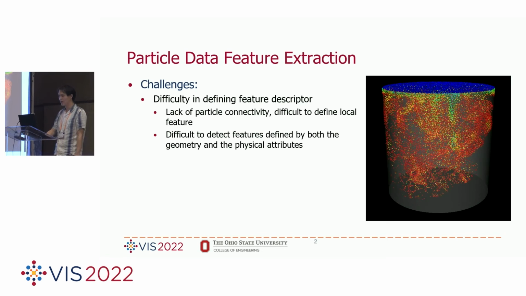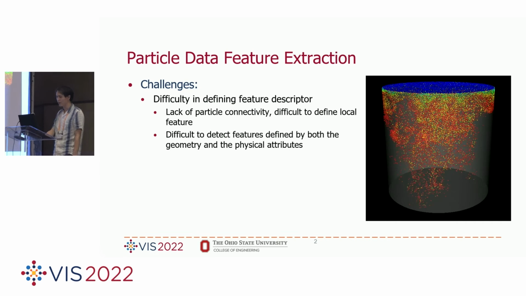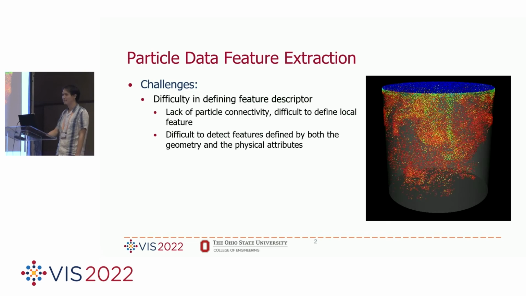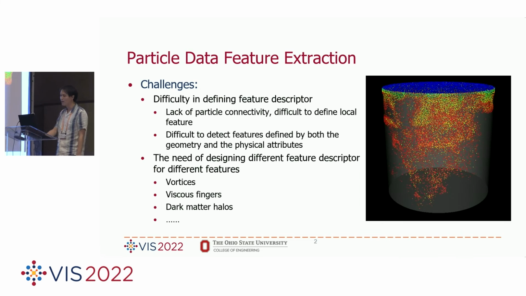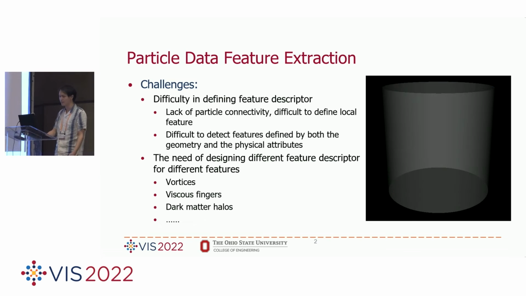And features are usually defined both by the particle geometry and the physical attributes. So particle feature descriptors should combine information from both. Secondly, different scientific domains are interested in different kinds of features. Handcrafting a feature descriptor for each of them will sometimes become tedious.